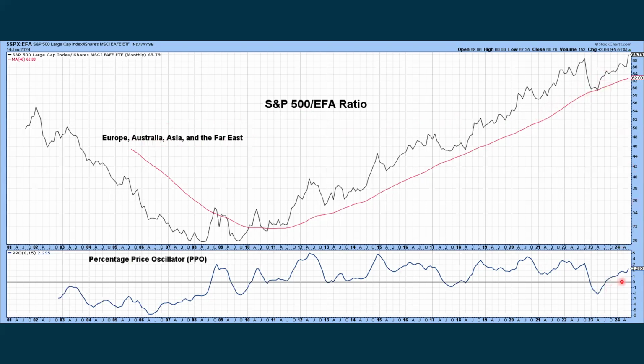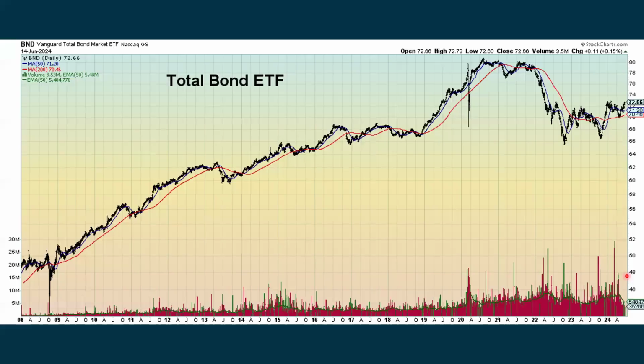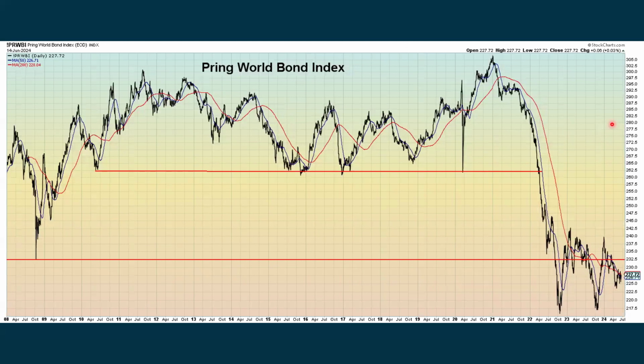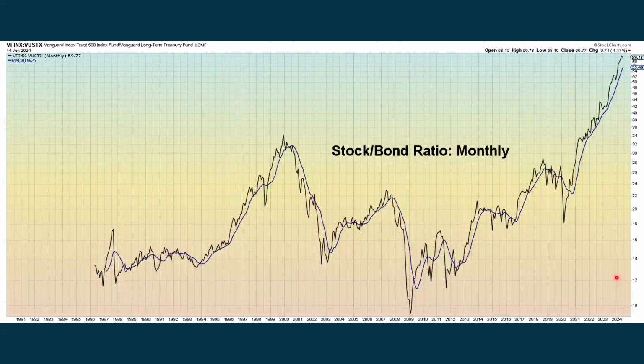We're starting to go back up with the PPO, which is a momentum oscillator. And we look at bonds, which are seeing an improvement. When this goes up, that means interest rates are going down and we're still in an uptrend. And we look at the Pring World Bond Index. This is actually starting to turn negative. We're chopping back lower, and the blue line is now starting to cross below the red line. So that's turning negative.